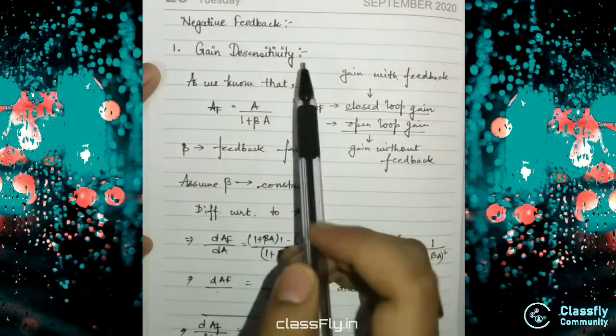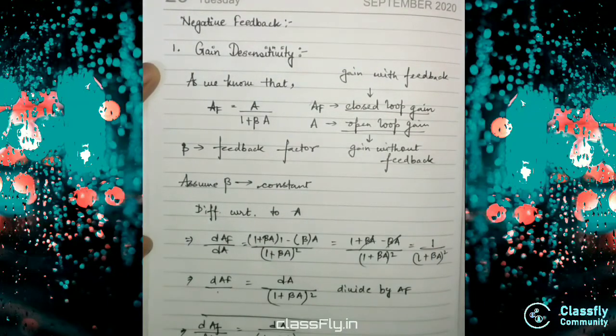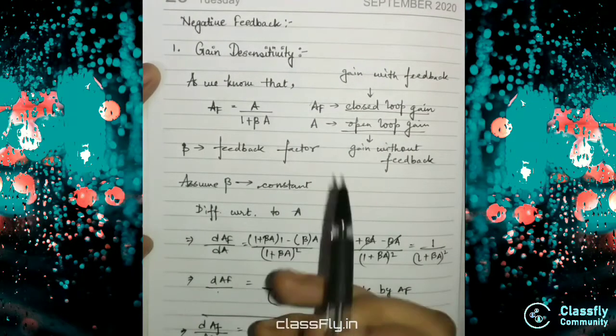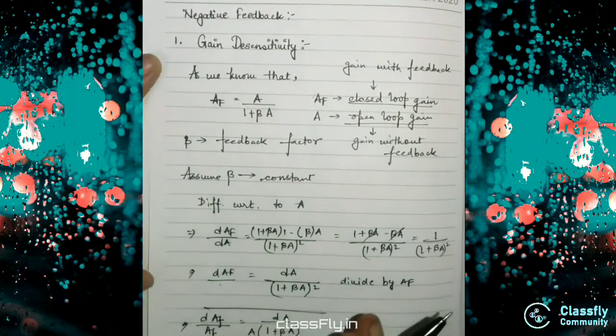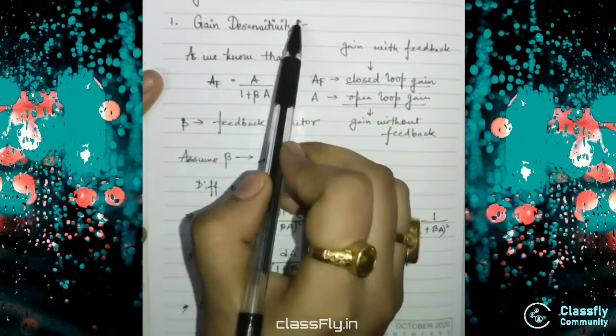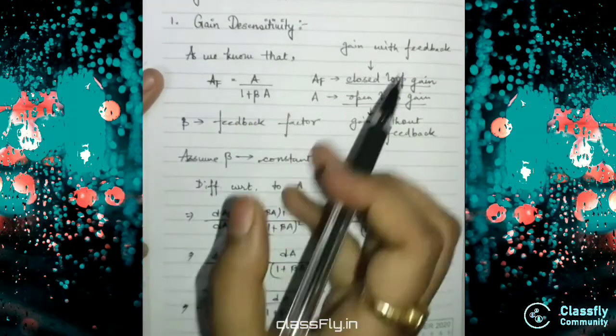So today we will be doing the properties, or you can say the advantages, of negative feedback. In the next lecture you will see the gain stability, and here I am also discussing that. The first thing is that whenever we apply negative feedback we get gain desensitivity.